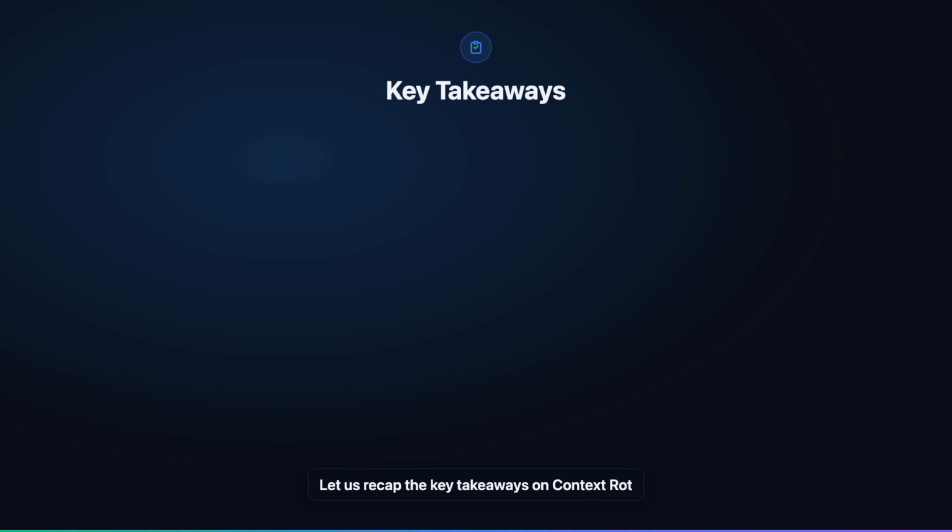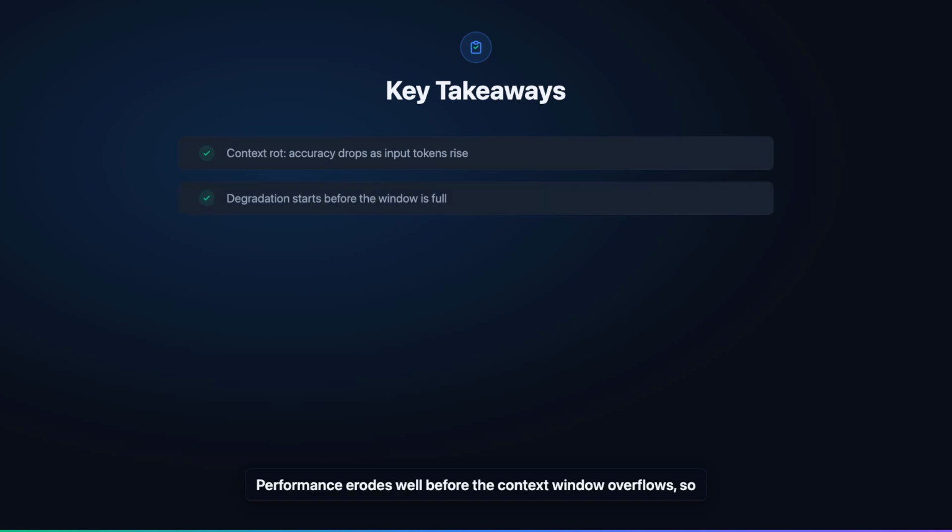Let us recap the key takeaways on context rot and what to do next. Context rot is the measured tendency of model accuracy to fall as input length grows, documented by Chroma across all 18 frontier models they tested in July 2025. Performance erodes well before the context window overflows, so a large advertised window does not guarantee reliable use of the tokens it can technically hold.